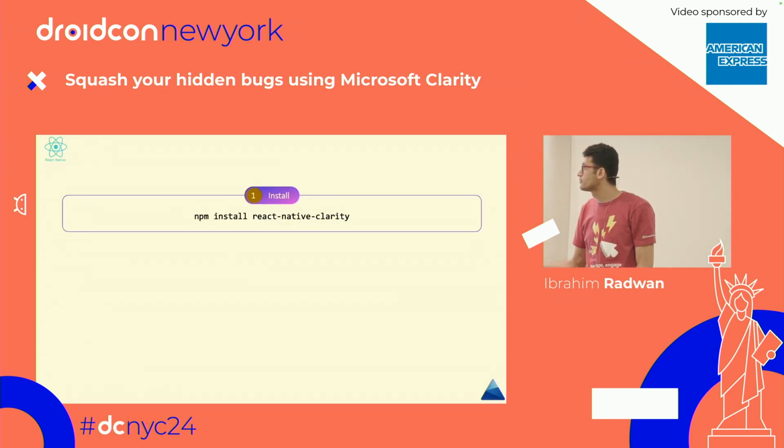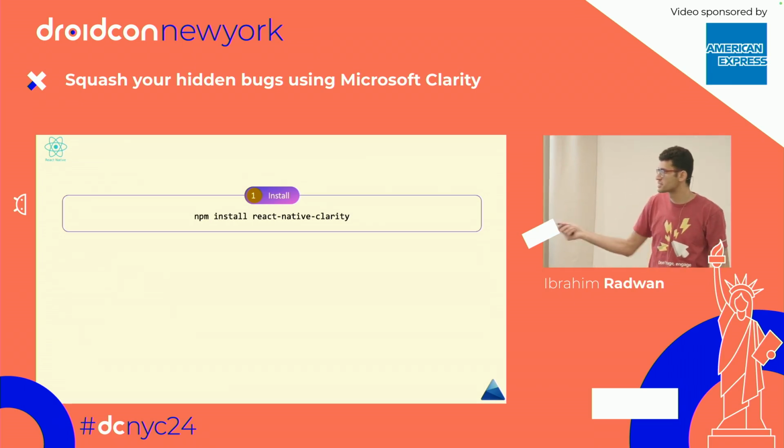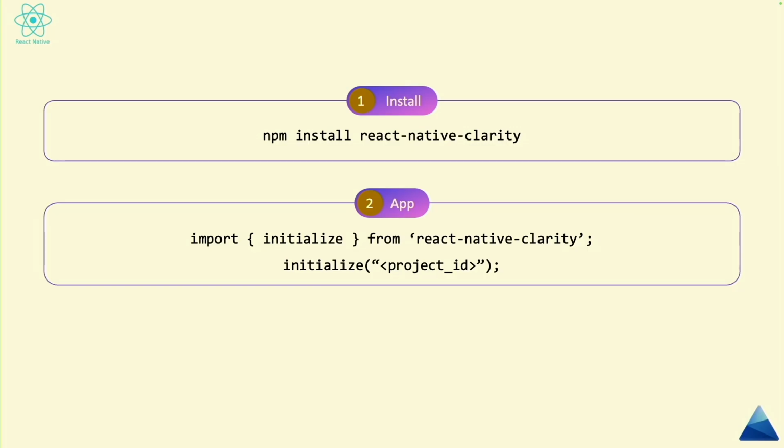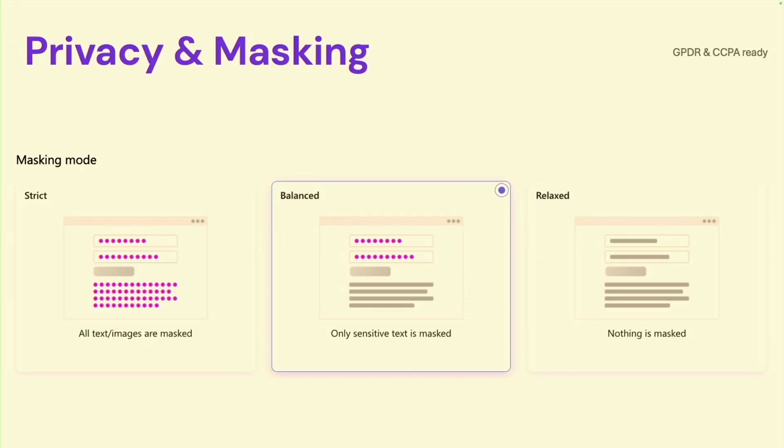Now, moving on to React Native, in order to integrate Clarity with React Native, it's a single line of code. After installing the dependency, you just initialize Clarity, and that's it. If you have a React Native app, we work on Android and iOS as well. And you definitely have to do a fresh build because Clarity uses some native code to run.